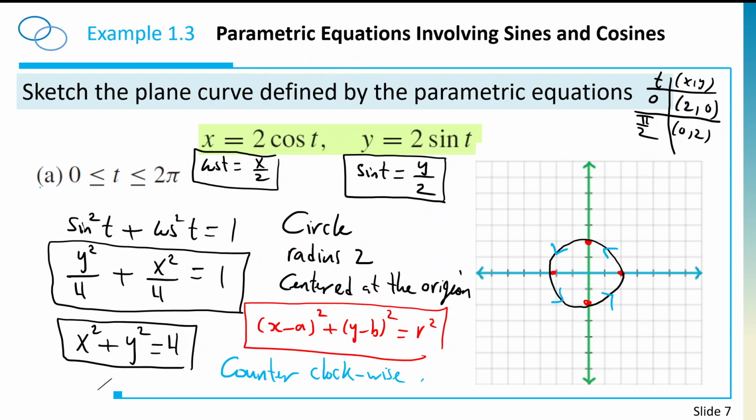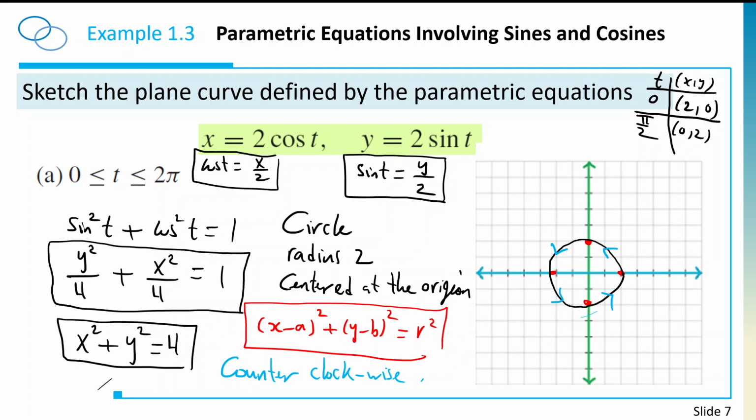Now this is part A. So we need the interval from 0 to 2 pi. Notice here that from 0 to 2 pi, we finish just one full revolution. So we start from here, we continue up to 2 pi, so we close the circle. So we have a whole circle, one revolution from 0 to 2 pi.